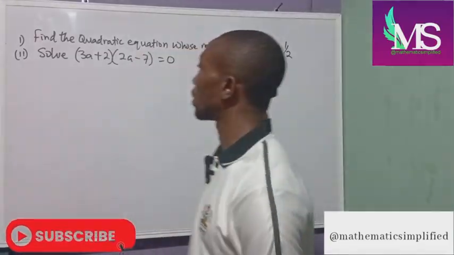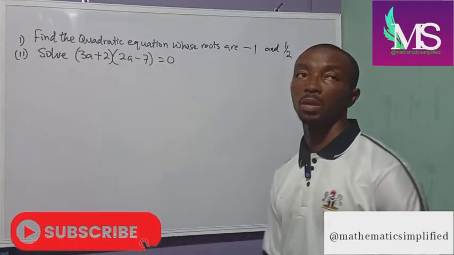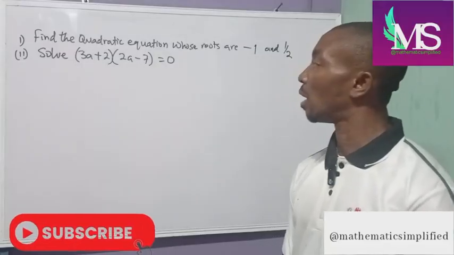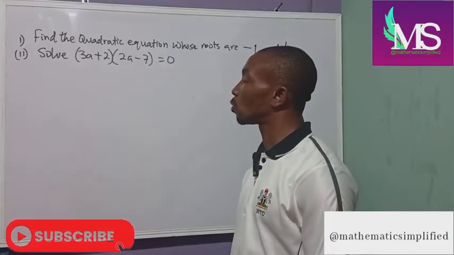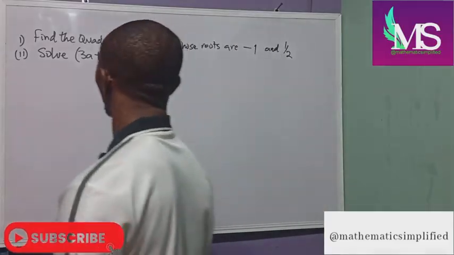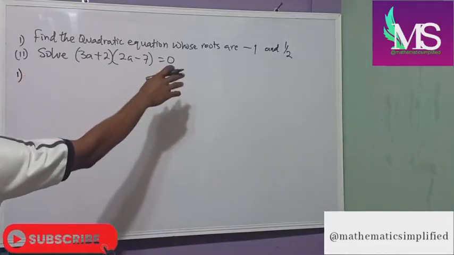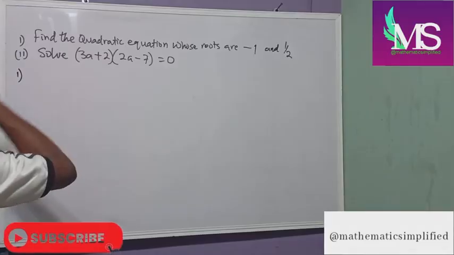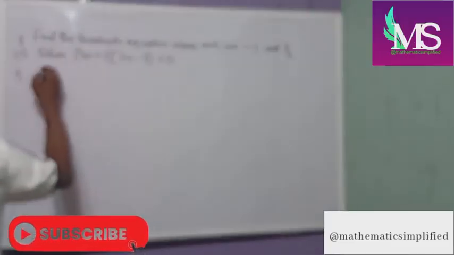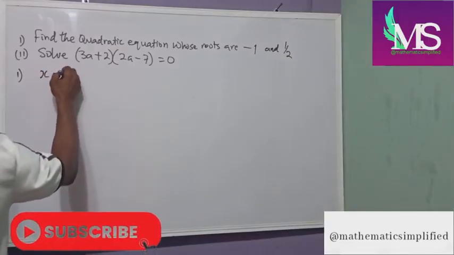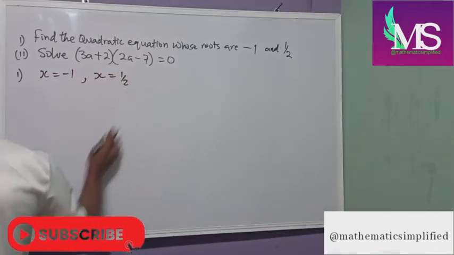Our next question says, find the quadratic equation whose roots are -1 and half. And the second part says solve 3a plus 2 and 2a minus 7. Now, for our first part, for finding the quadratic equation whose roots are minus 1 and half, we will say x equals minus 1 and x equals half.